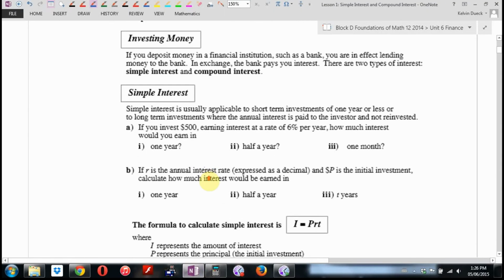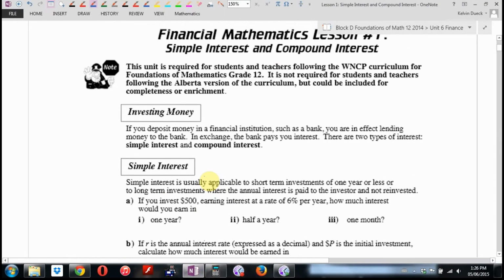Instead, here we go. Investing money. If you deposit money in a financial institution, such as a bank, you are in effect lending money to the bank. In exchange, the bank pays you. The word you can underline is interest. There are two types. Simple interest, which actually is almost never used, but everything starts with it, because everything else is derived from it. And compound interest, which really is used almost all the time.